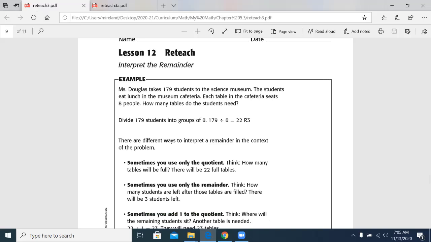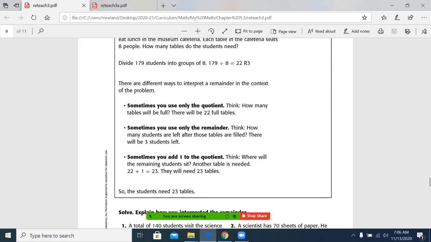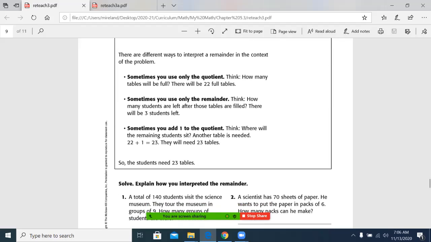Mrs. Douglas takes 179 students to the Science Museum, as long as I get to go. The students eat lunch in the museum cafeteria. Each table in the cafeteria seats 8 people. How many tables do the students need? So we need to divide the students into groups of 8, so we end up with 179 divided by 8. If you did that whole problem, you'd get 22 with a remainder of 3. So now we have to figure out the interpreting the remainder part.